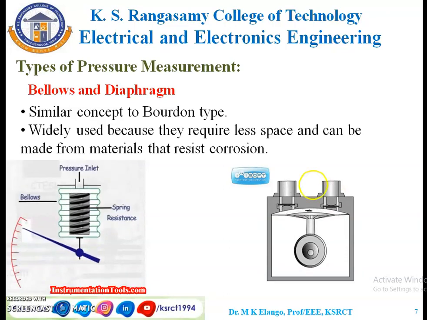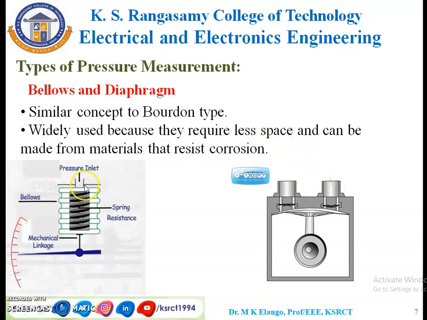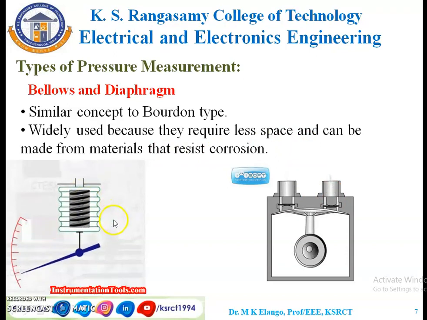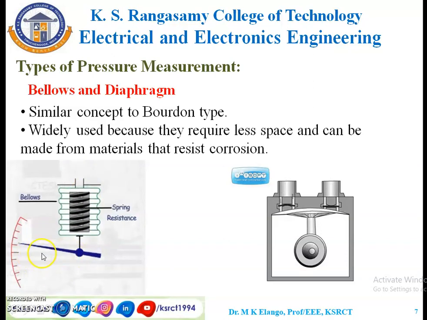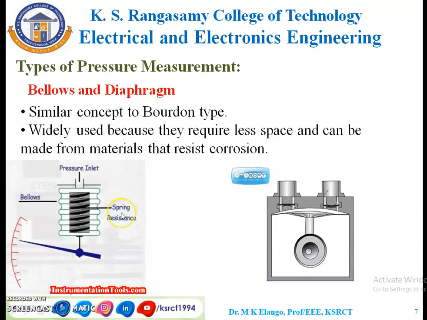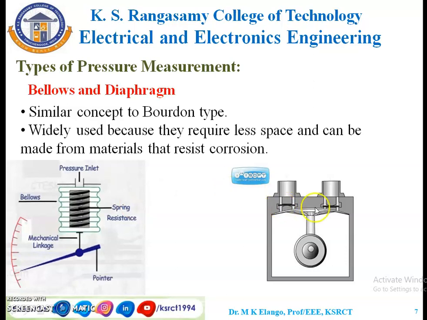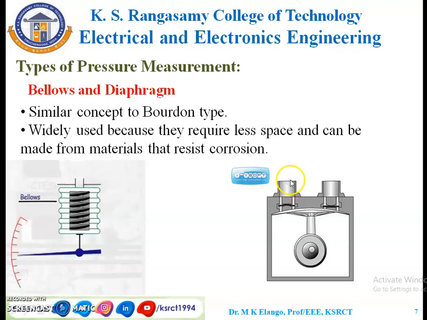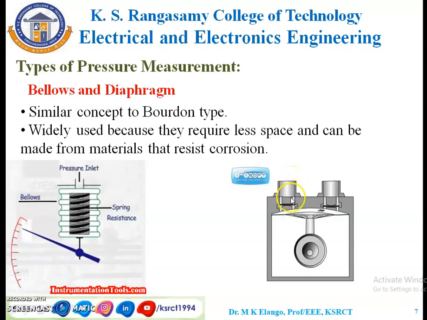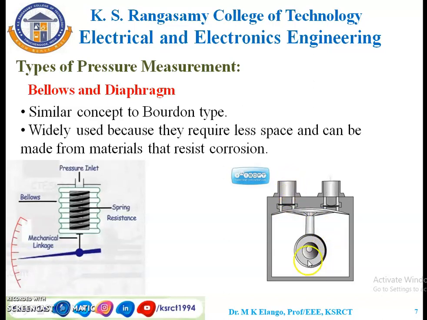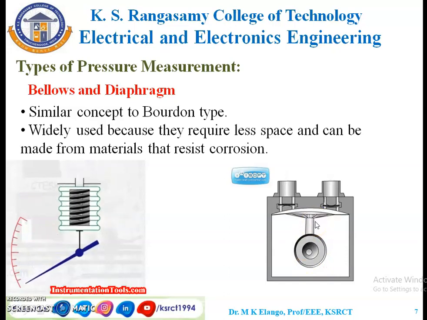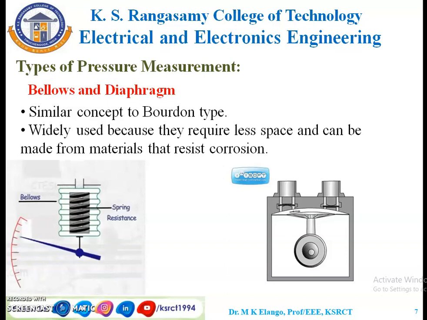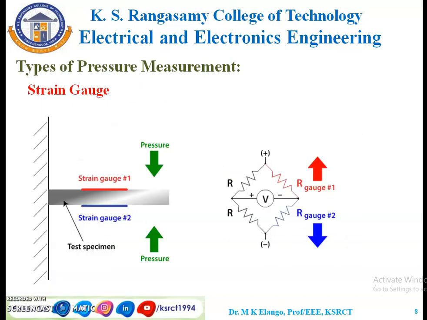See here, if pressure is applied in that bellows, automatically the spring resistance is going to be developed. By this arrangement, deflection is going to be made. This is for bellows pressure measurement. And for the diaphragm, if pressure is applied, depending on the pressure, it will make a move. So the diaphragm is going to change. By means of the changes, pressure is going to be measured.